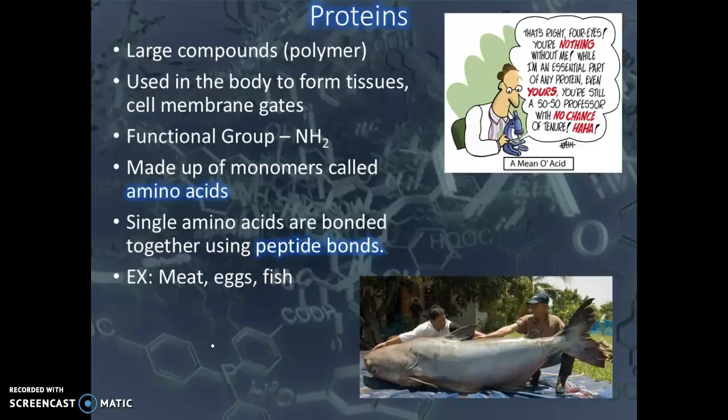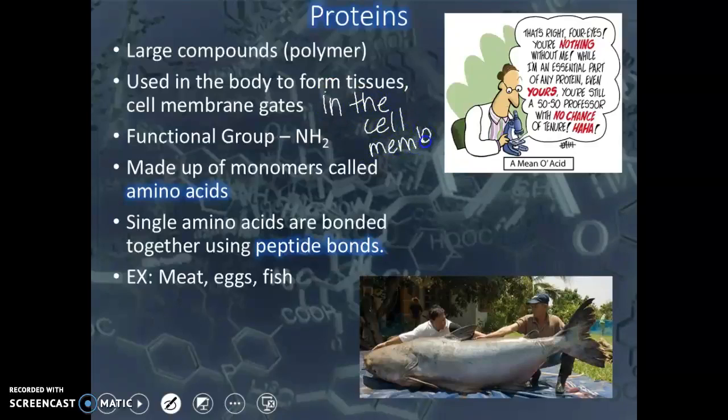Our second type of organic compound is called a protein. And proteins, again, are large compounds. They're also polymers. They're used in the body to form tissues and as cell membrane gates. We have a lot of proteins in the cell membrane, and you'll learn about those later and all of the jobs that they do there. The functional group for this one is NH2. So anytime you see that on a diagram, you're going to know that that's a protein.